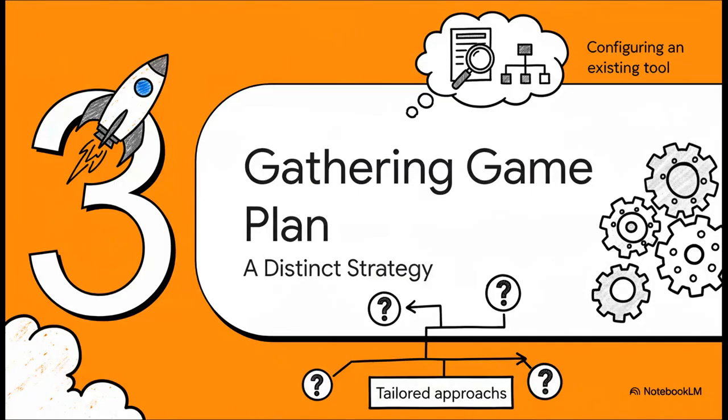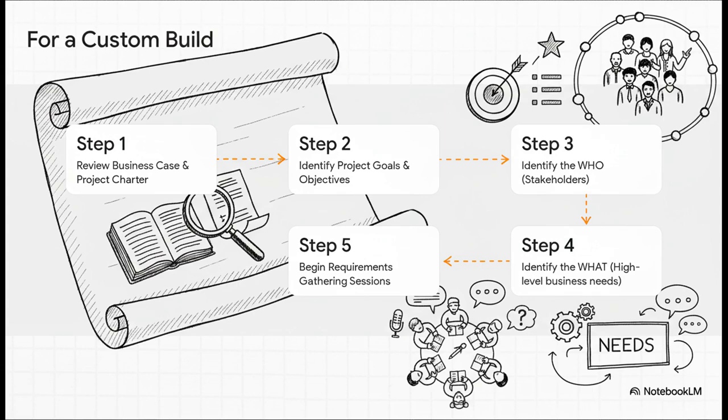All right, so now that we've got a handle on these three different worlds, let's talk strategy. Let's get into the specific game plan for each one. Because trust me, the way you approach gathering requirements has to be tailored. Starting from scratch is a completely different ballgame than tweaking an existing tool. When you're on a custom build, you're really starting with a totally blank slate. So your first move is to just absorb the big picture, get into that business case, read the project charter. From there, you work your way down. You define the goals, you figure out who your stakeholders are, and then you define the high-level what before you even think about starting your detailed gathering sessions.